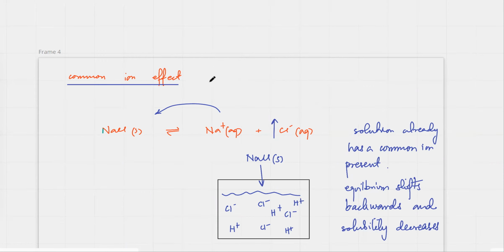So remember, whenever you've got common ions, the other problem is that these two ions are not going to have the same concentration. Like if NaCl dissolves, this is x mole per dm cube. Then the sodium ion concentration would also be x mole per dm cube. But the Cl ion concentration is not going to be x mole per dm cube because there are already Cl ions present even before you've added NaCl. So is this clear as well? Yes.